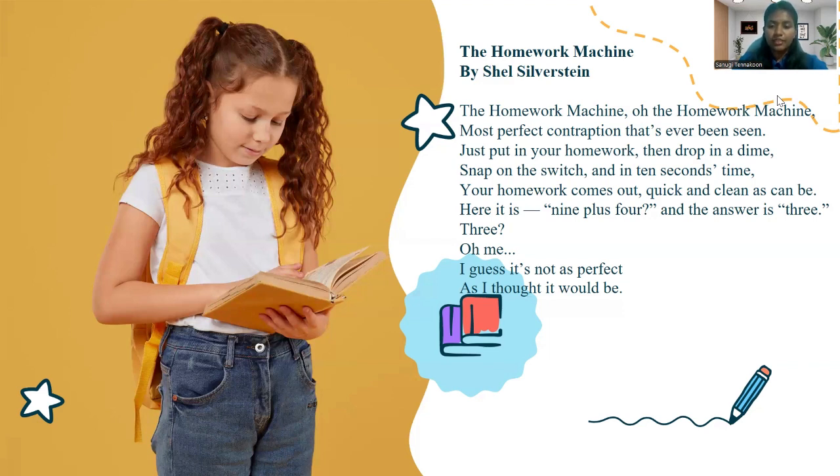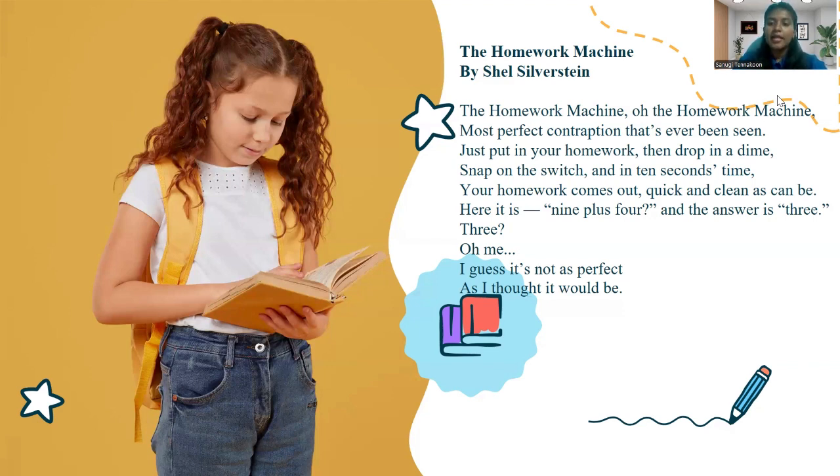Just put in your homework, then drop in a dime. To use this machine, you need to put your homework into it and insert a small coin, a dime, which is worth 10 cents. Then snap on the switch, and in 10 seconds' time, your homework comes out, quick and clean as can be. So this machine returns your completed homework, and it should be done neatly and correctly.